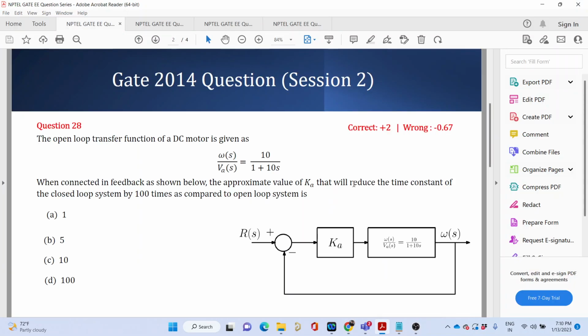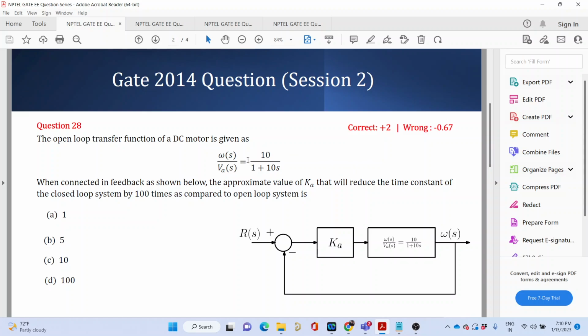So K will be multiplied. The standard form is given that 1 plus 10s, so the time constant T is 10. Right. So to be reduced by 100, we will get 0.1. But I didn't know how to solve this to get 0.1, so I just said D.